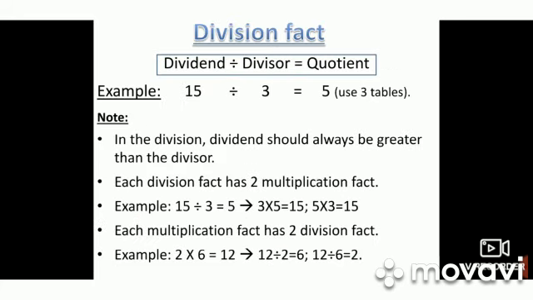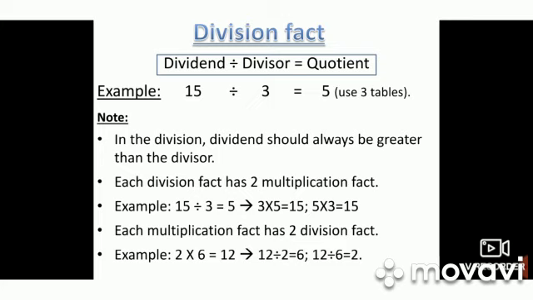What is a division fact? Dividend, division symbol, divisor, equal to quotient. It has 3 numbers. First number is called the dividend. Here I have given the example 15 divided by 3 equals 5. Quotient is nothing but the answer of the division fact. So 15 is the dividend, 3 is the divisor, 5 is the quotient. Here, remember, the dividend should always be greater than the divisor and the divisor should not be 0.